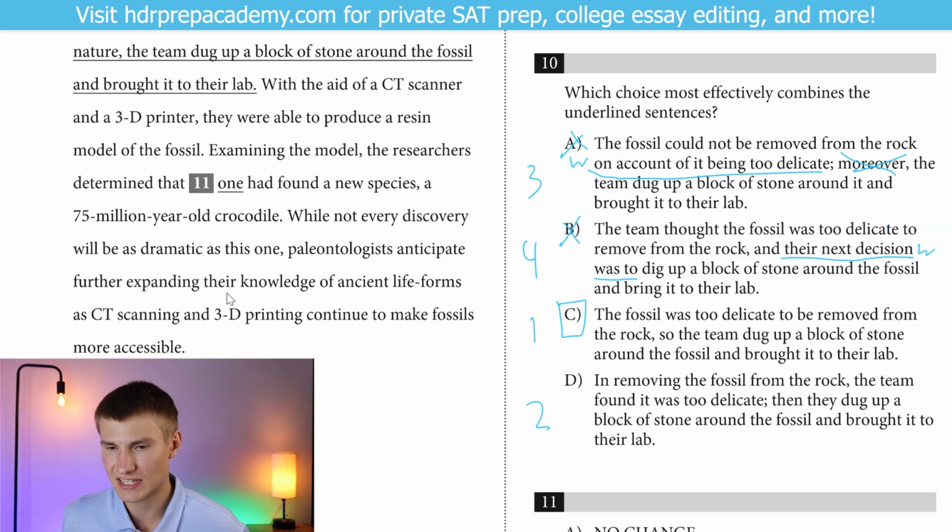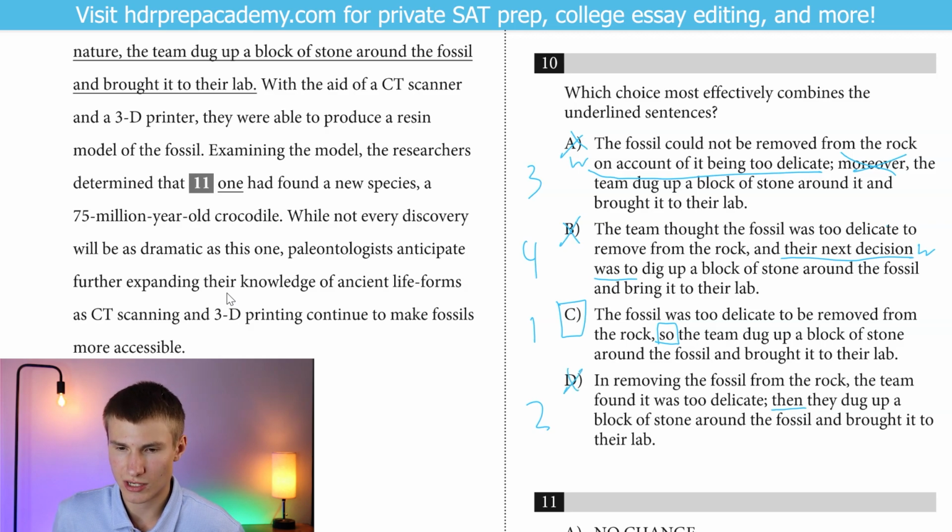And if we look at answer choice D, we have in removing the fossil from the rock, the team found it was too delicate. Then they dug up a block of stone around the fossil and brought it to their lab. One thing that's incorrect here is it's showing that these follow in a sequence, which they do, but we want to show that it's a causal relationship like we do in C with the word so, right? Because it's too delicate, that's why they made that decision to dig up that block of stone. Okay, so that's why answer choice D would be incorrect.